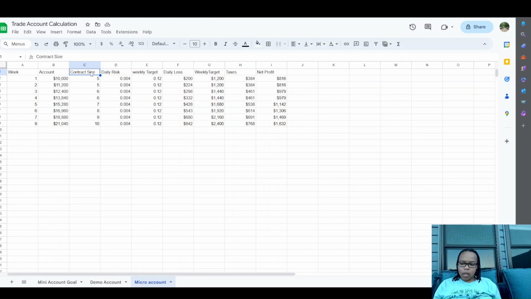So, yes, let me see. Mini contracts. All right, so I'm going to copy that. I'm going to drop this down here. So we're going to continue week 10, and now it's going to be, sorry, micro. Sorry, so these are all micros. So now we're moving to mini contracts. So week 10.